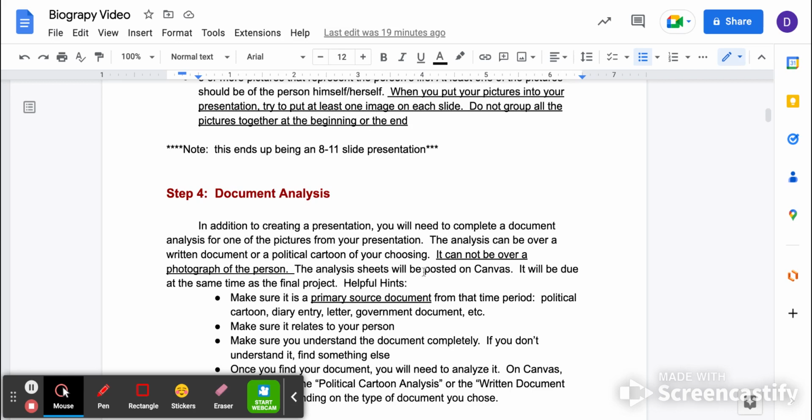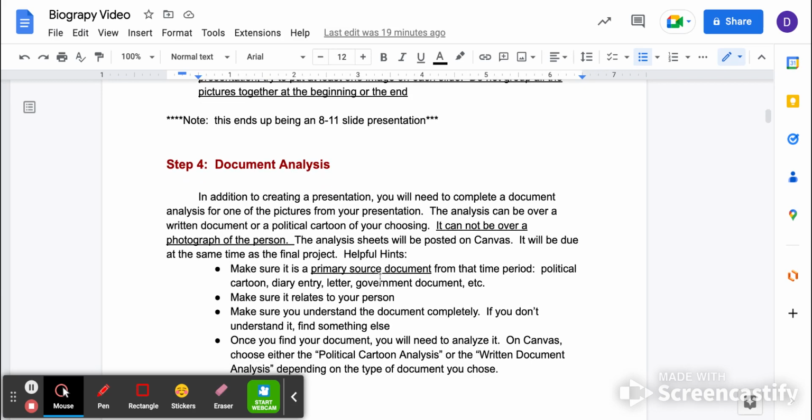I have posted the analysis sheet on Canvas. I'll show you that. Here are your guidelines. Primary source document has to be from that time period. Political cartoon or a written document could be a diary entry, it could be a letter, it could be a government document, as long as it's written. Has to relate to your person in some way. Again, if I was doing Abraham Lincoln, I would use the Emancipation Proclamation.